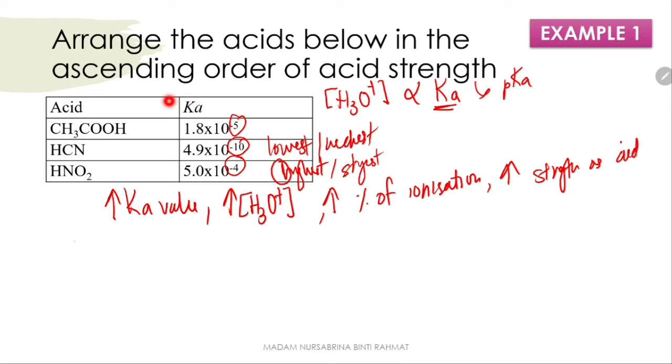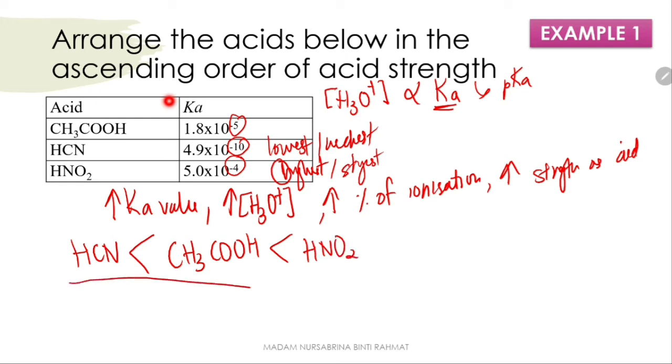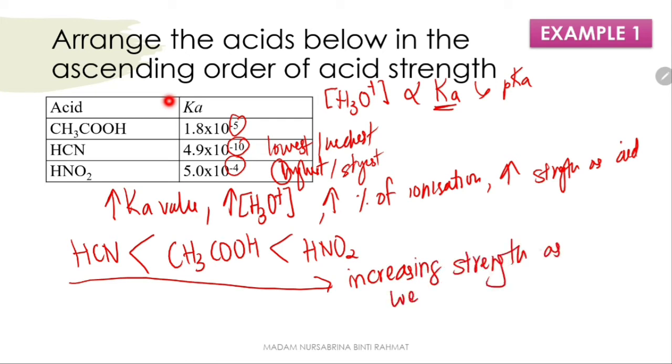Okay, still the smallest one, HCN, followed by ethanoic acid, which is the ethanoic acid present in your vinegar. Okay, and lastly is your nitrous acid. So label increasing strength as weak acid.